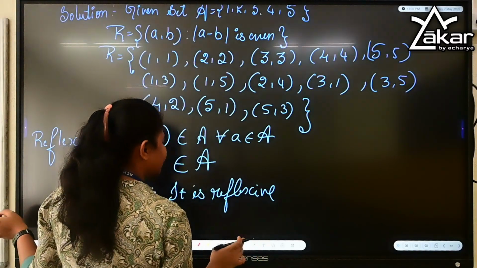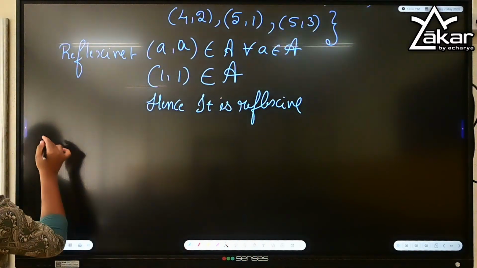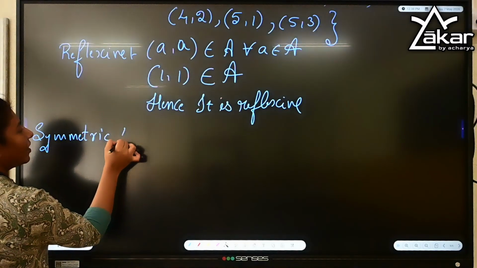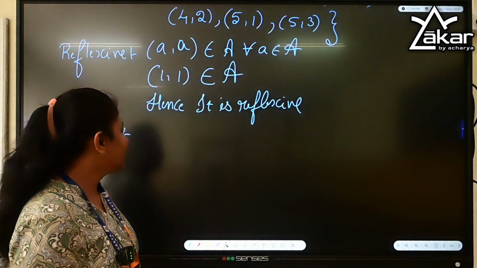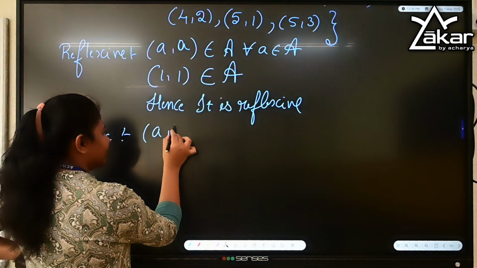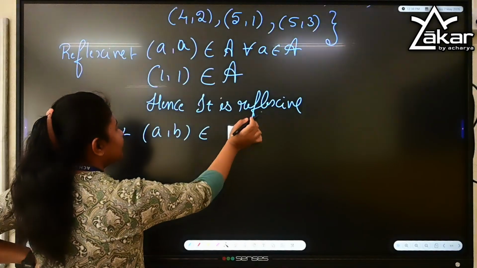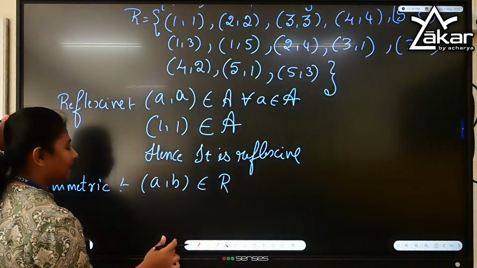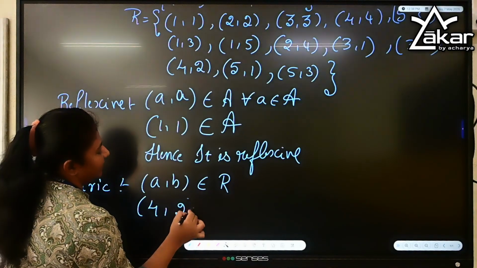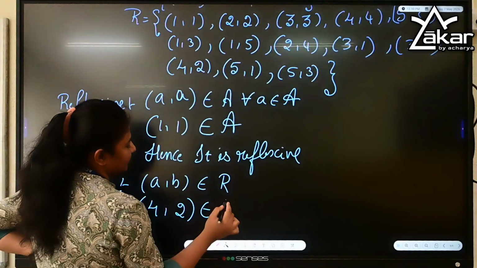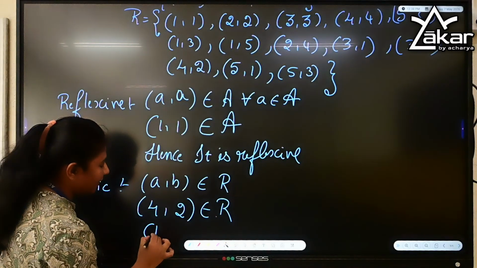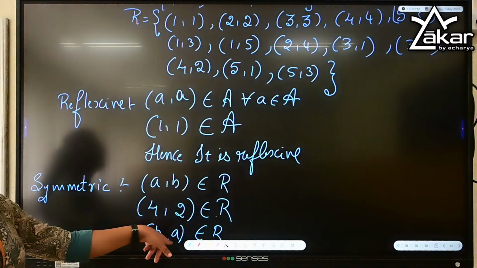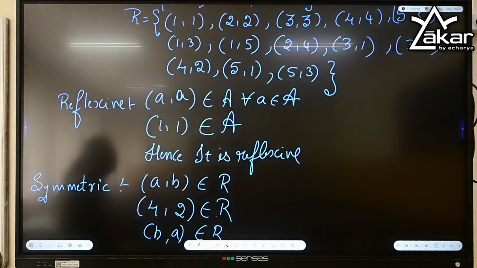Next, what does the second say? The symmetric condition. What does symmetric say? Symmetric says that if A comma B belongs to R, then obviously B comma A also belongs to R. So what is the condition? A comma B belongs to R. Let us take some random values, 4 comma 2. Let us take 4 comma 2 belonging to R, which is possible. Now you need to check whether B comma A belongs to R or not. B is 2, so 2 comma 4 is possible. Is 2 comma 4 present?